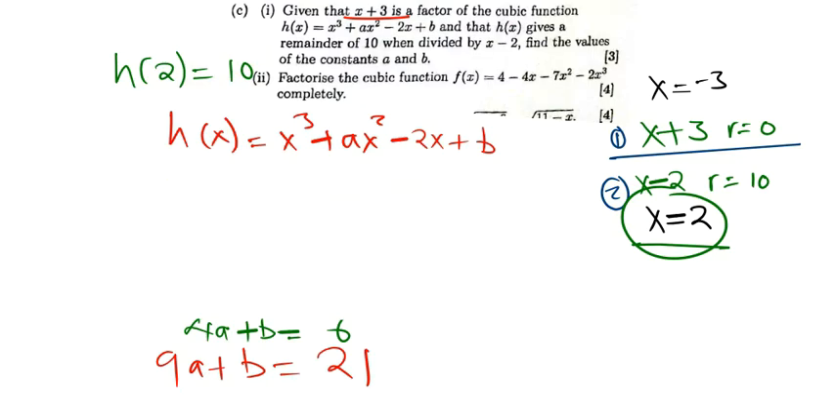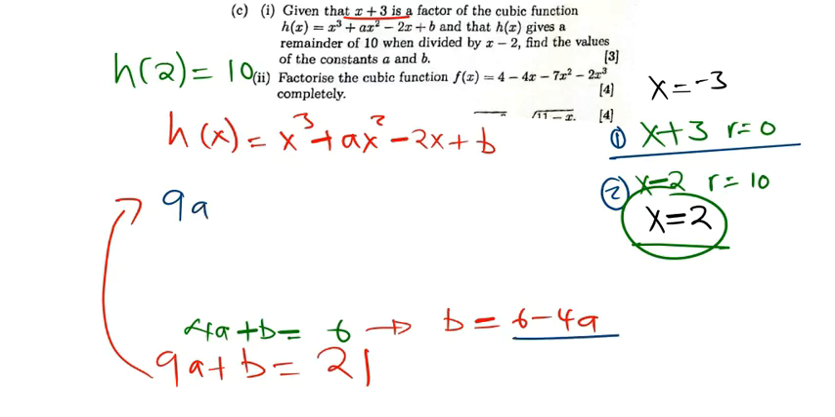So these two equations are enough. The first simple one can just be make b the subject, so b is going to be 6 minus 4a. Then we'll substitute in the other equation, which is 9a plus our b is equal to 21. So that would be 9a plus 6 minus 4a, and then is equal to 21.